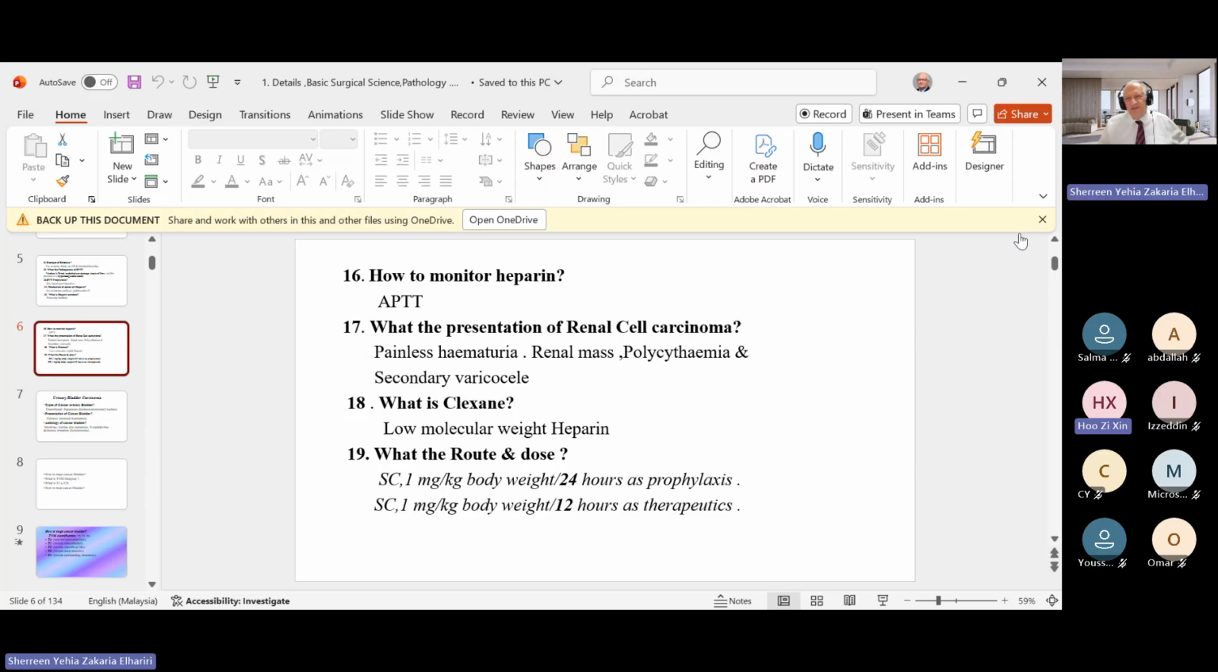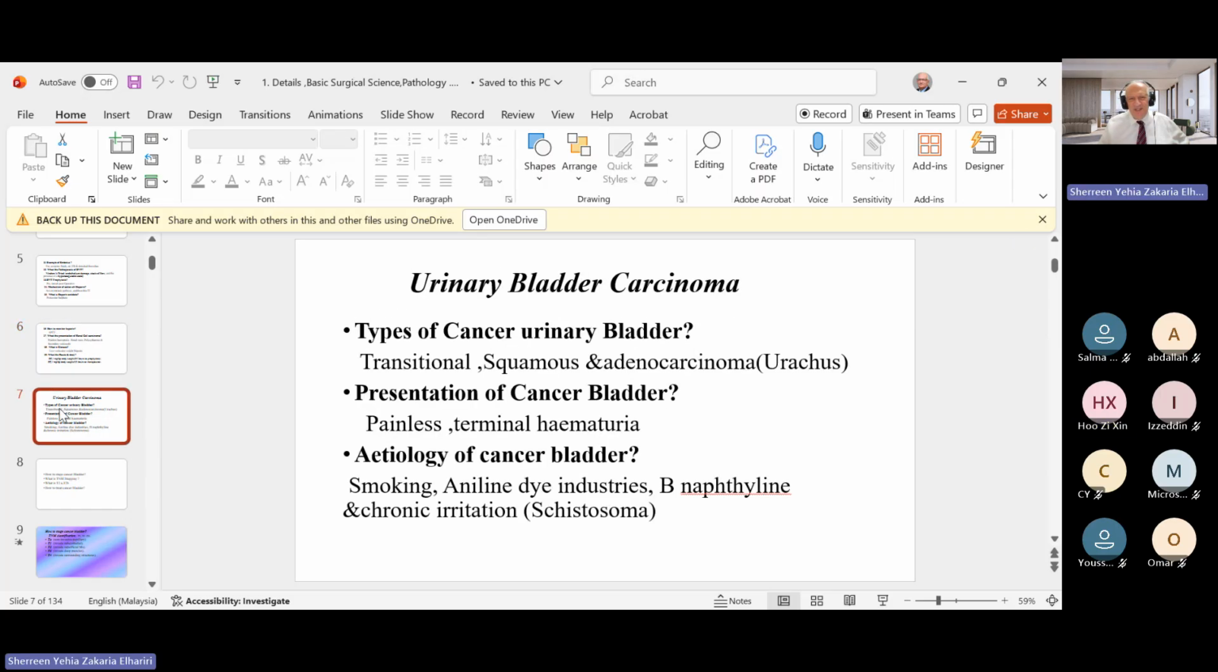Squamous cell carcinoma is very rare. It occurs in some countries like Japan or Egypt because of bilharziasis or schistosoma. But the common type is transitional cell carcinoma; squamous and adenocarcinoma are very rare. So it is transitional cell carcinoma.